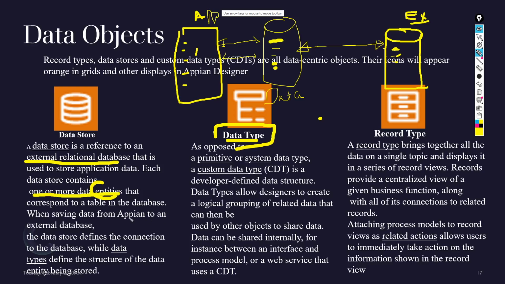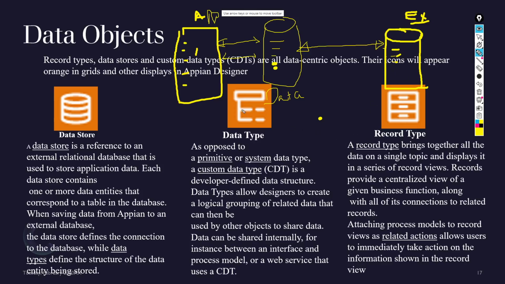When saving data from Appian to an external database, the data store defines the connection to the database, while data types define the structure of the data entities being stored. When we're saving data from Appian, that means when we're actually submitting the interface, submitting the form, we are saving data from Appian to an external database.